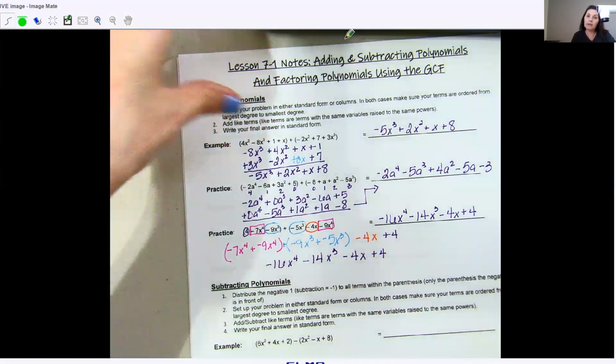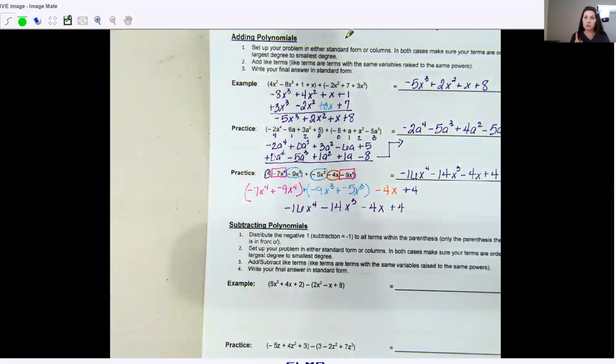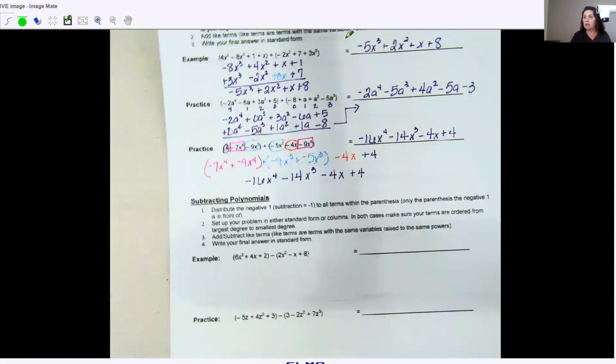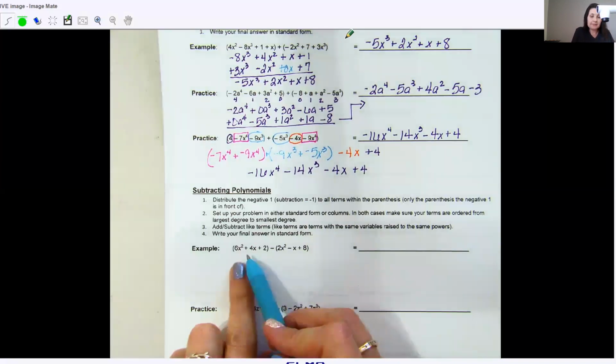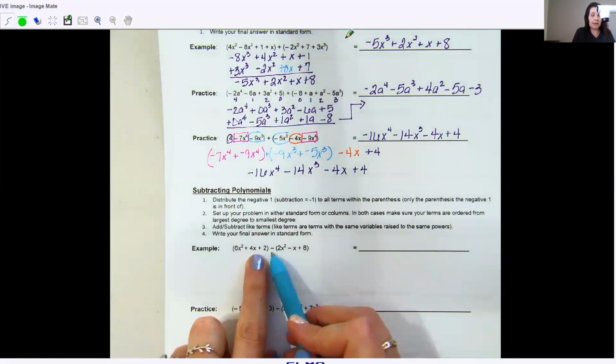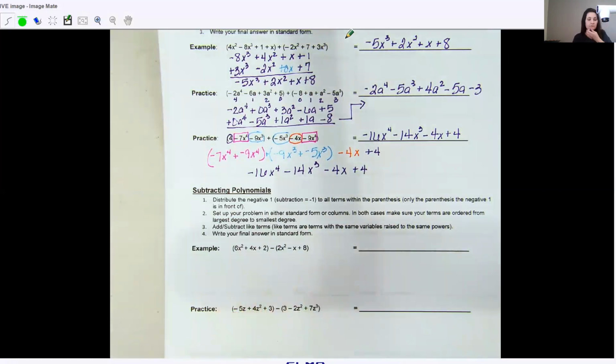All right, we're going to move down to subtraction. Subtraction, there's only one difference, and it's in your very first step. I'll tell you the way that the textbook teaches it to you, and then I'm going to tell you what I am actually doing in my mind. Okay, so I have 6x squared plus 4x plus 2, and I'm subtracting 2x squared minus x plus 8.